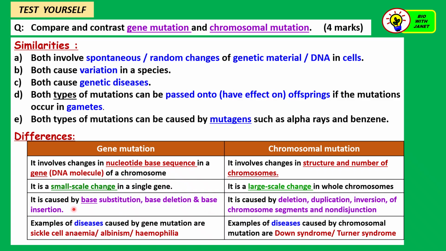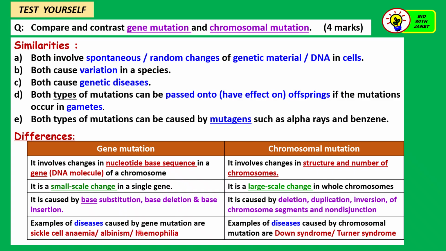Now, gene mutation is caused by base substitution, base deletion, and base insertion, where the bases are the molecules of adenine, thymine, guanine, and cytosine. We have discussed that in another video. So, chromosomal mutation is caused by deletion, duplication, inversion of whole chromosome segments, which are bigger. And all these can cause changes to the structure of the chromosomes, whereas non-disjunction of homologous chromosomes in meiosis causes changes in the number of chromosomes.